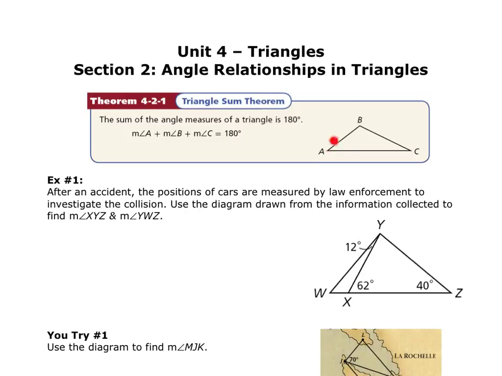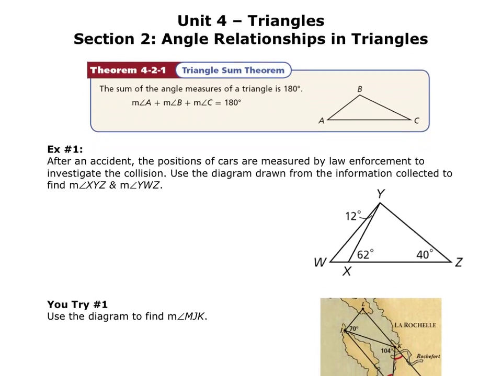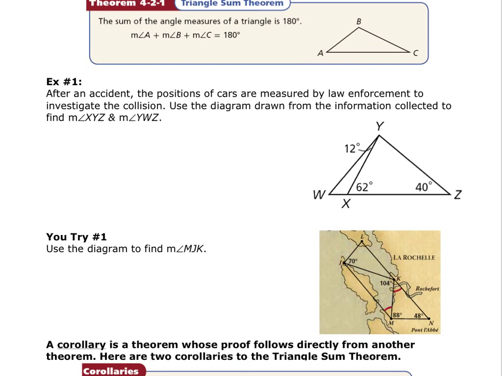So if you were to add the measure of angle A and the measure of angle B and the measure of angle C, it would always equal 180 degrees. And we talked about this a little bit in that last unit when we were discussing missing angle pictures. So this rule is especially helpful to find missing angles. So this first example here says that after an accident, the positions of cars are measured by law enforcement to investigate the collision. Use the diagram drawn from the information collected to find the measure of XYZ and YWZ.